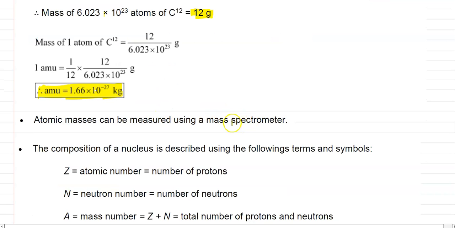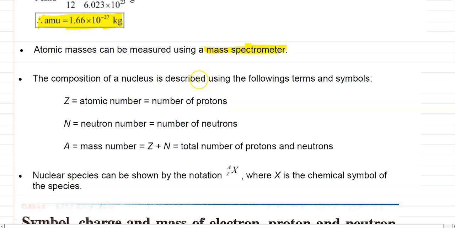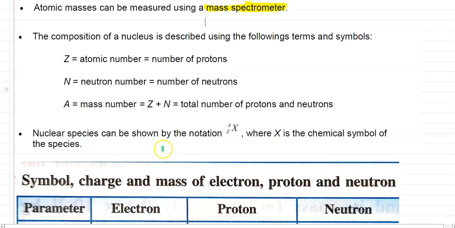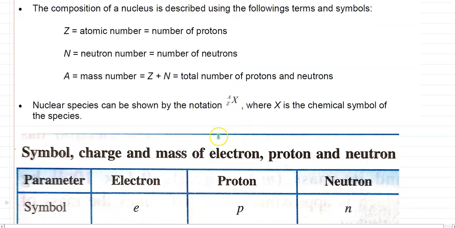And atomic mass can be measured by a device which is called a mass spectrometer. So the composition of the nucleus is described using the following terms. Z is the atomic number or number of protons, N is the neutron number, and A is the mass number, which equals Z plus N. The nucleus is specified by the notation X with A and Z.